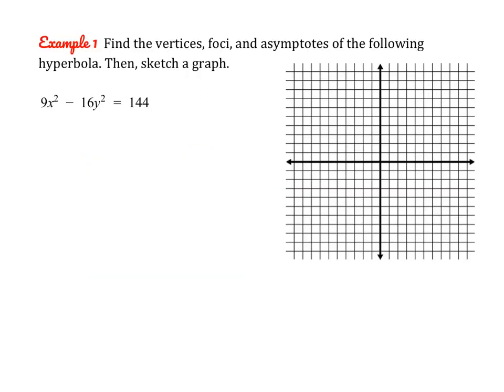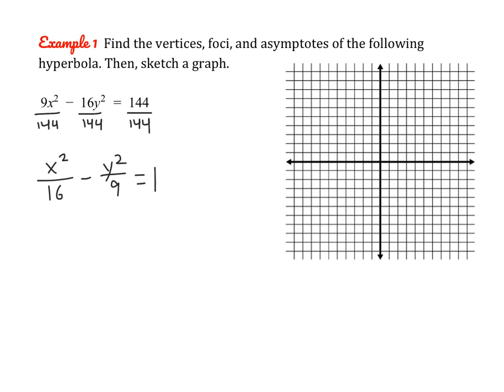Okay, so let's see if we can give one of these a try together. So here we're going to find the vertices, foci, and asymptotes of the following hyperbola, and then we're going to sketch a graph. The first thing that you might notice is this is not in standard form for a hyperbola. We do want it to say equals 1. So our first step is just going to be to divide every term by 144 so we can put it into standard form. So this gives us x squared over 16 minus y squared over 9 equals 1.